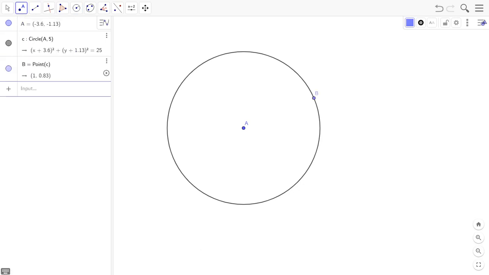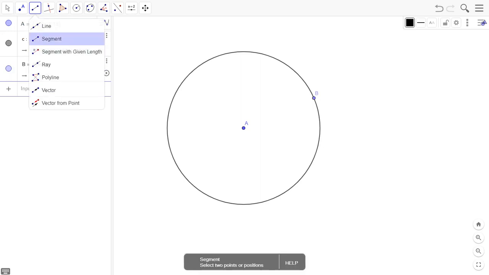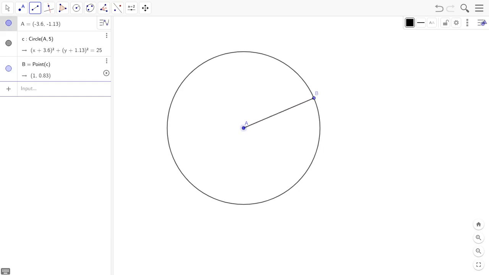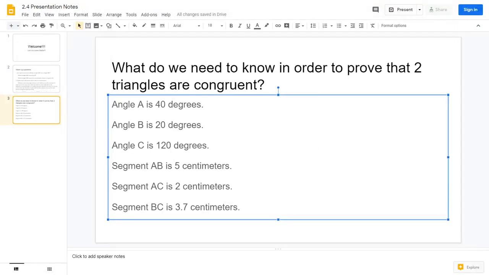Okay, so there we have our points A and B, and if we connect them with a segment, we go from A to B, and we find that our distance, our segment AB, is 5 units long, which is our very first length information. If we go back to here, segment AB is 5 centimeters. So then we come back to our circle.